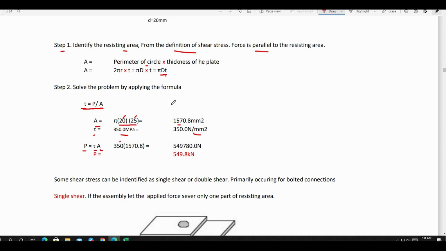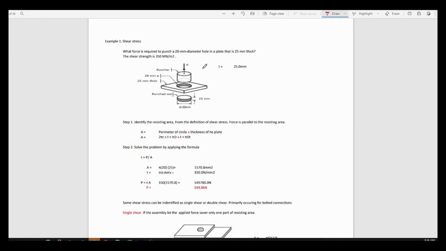So tau is just equal to 350 and area is equal to 1570.8. We can solve for the force required to punch the hole, and that is equal to 549,780 Newton, or that is equal to 549.8 kilonewton. I hope that you have learned a lot from this example.